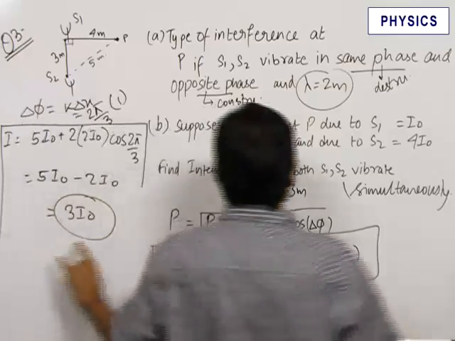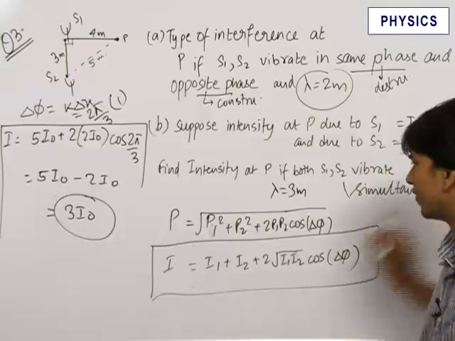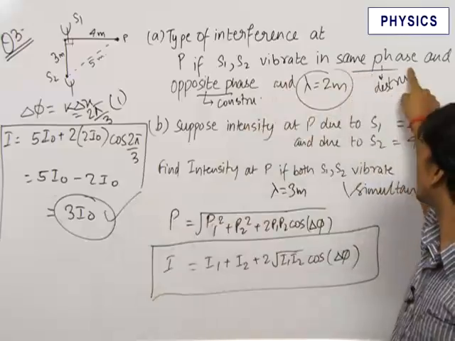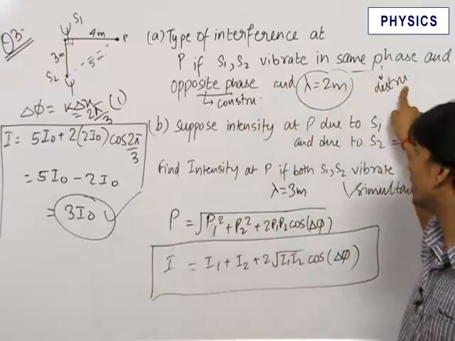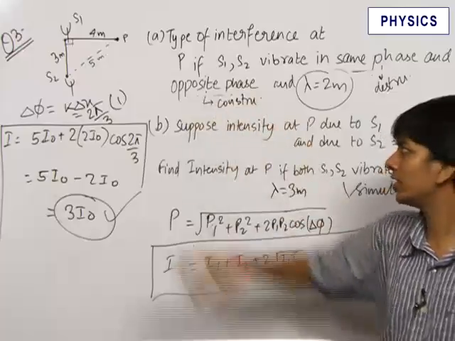So, the final answer for the intensity at point P if both S1 and S2 vibrate simultaneously, or in the same phase, comes out to be equal to 3 I0. And in the first part, when vibrated in the same phase there was destructive interference, and when they vibrated in the opposite phase they had constructive interference at point P.